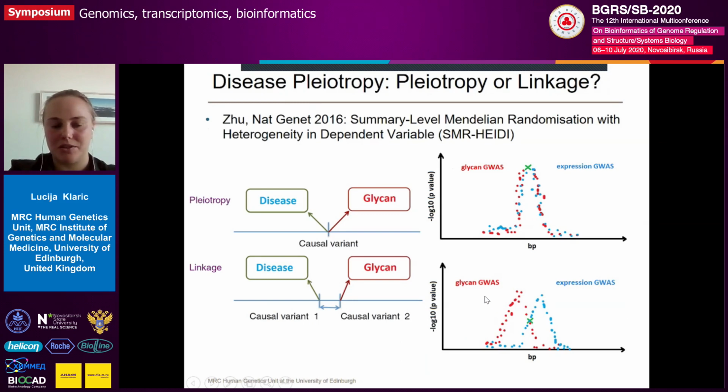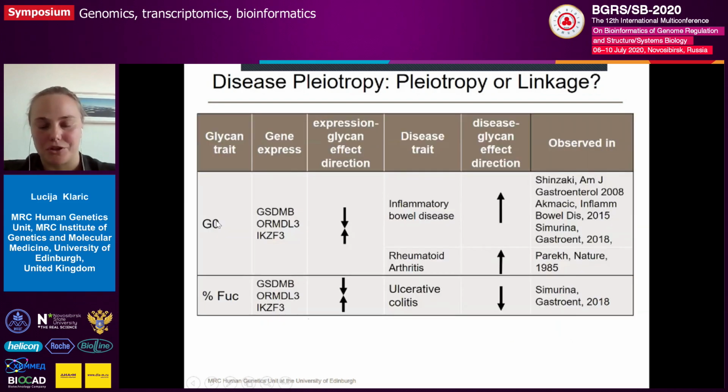And this reflects so-called linkage, where there are two distinct causal variants, one regulating a disease and one regulating glycosylation. So we applied this SMR HEIDI method that can distinguish between the two on all the diseases we had summary level statistics access to, and we got the following. So for the glycan trait G0, we did the same for the gene expression. As the expression of these two genes lowers, levels of glycosylation G0, agalactosylated structures, are lower.